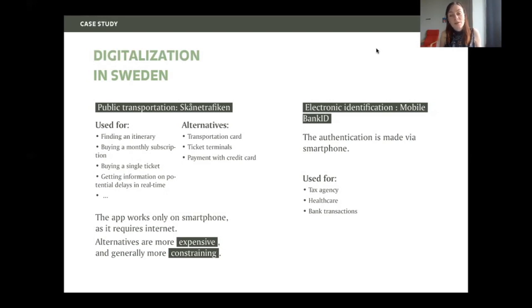So it requires a smartphone, but there are also alternatives for tickets, especially. For example, there are transportation cards, ticket terminals, you can pay with a credit card on the buses, but they are more expensive and constraining. And we'll see later the infrastructures in the city. The electronic identification, mobile Bank ID, is an authentication for public services like the tax agency or public healthcare that is made via smartphone.